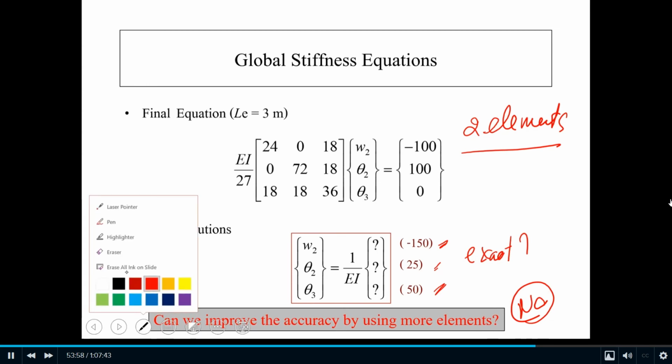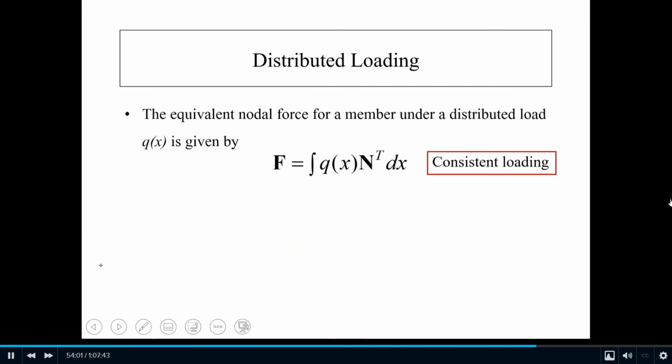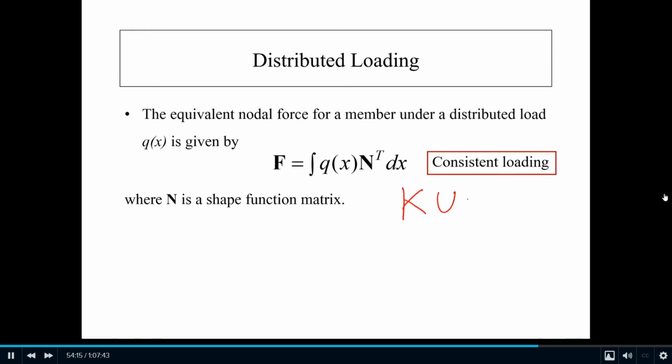Now, if you have a load that applies within the element length, how could we handle it? Because the equation that we have is something like this, Kd equal to F, right? So if F is nodal force, only the load that applies at the node, it's okay. But if you have a load that applies within the element, how could we transform that load into the nodes?